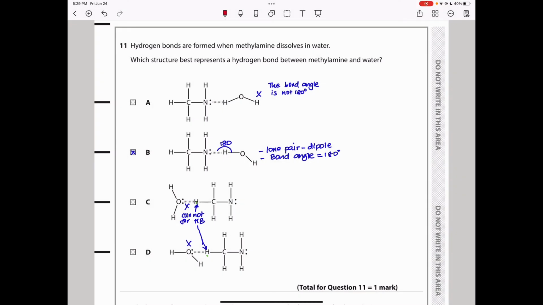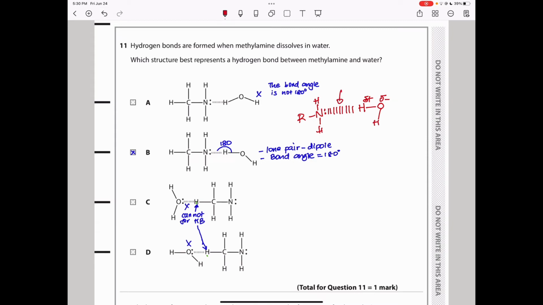Question 11. Hydrogen bonds are formed when methylamine dissolves in water. Which structure best represents a hydrogen bond between methylamine and water? What we need to know is a hydrogen bond between amines and water should be formed between the nitrogen on the amine. Let's assume this is an amine. The lone pair on the nitrogen on the amine, and on the other side, the hydrogen in the water molecule, basically. Remember the water molecule here, partial negative, partial positive, so we call that a dipole, or dipoles are formed.